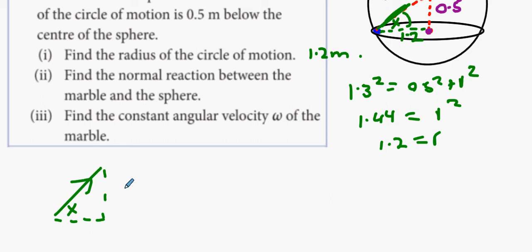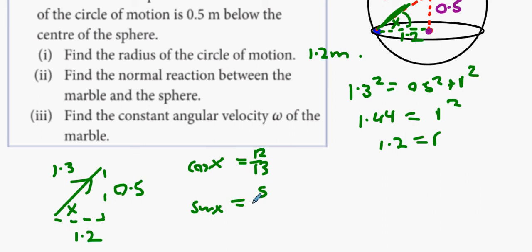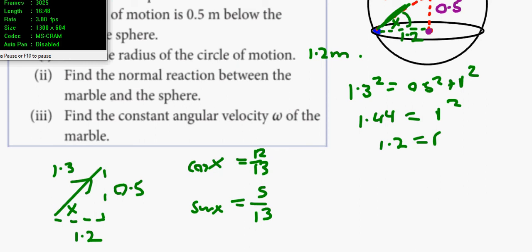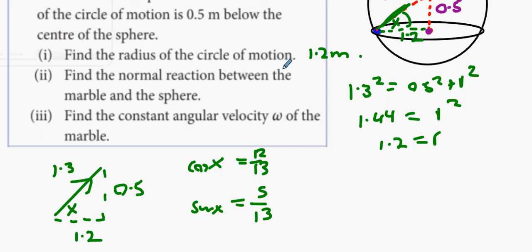And angle X is in the triangle with 0.5, 1.3 and 1.2. Cos X will be 12 over 13, something like that, yeah? Sin X would be 5 over 13. I'll pause here. So everybody happy with the 1.2? Alright. And everybody happy with 12 over 13?